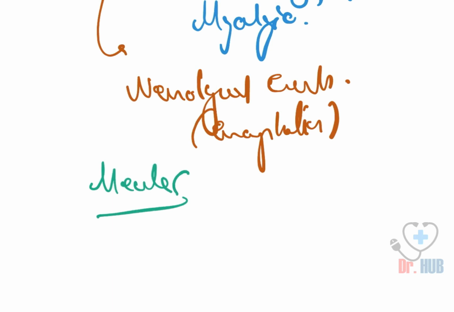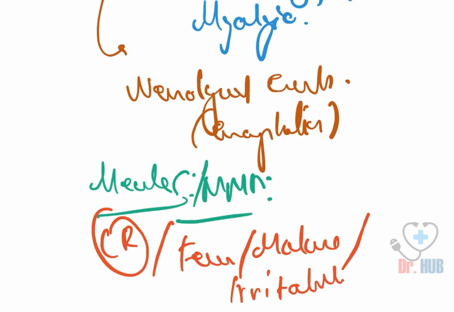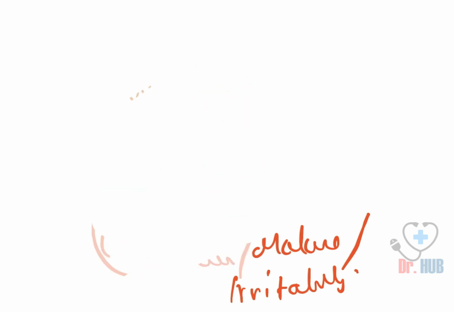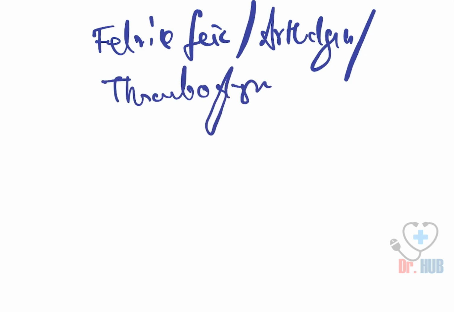Then we look at the measles. So what about the measles? Measles and the MMR. So mainly measles and MMR, it can cause local reactions as well as presence of fever and malaise and irritability. Next, we look at other minor adverse effects of measles. It can include febrile seizures, then arthralgia, as well as thrombocytopenia.